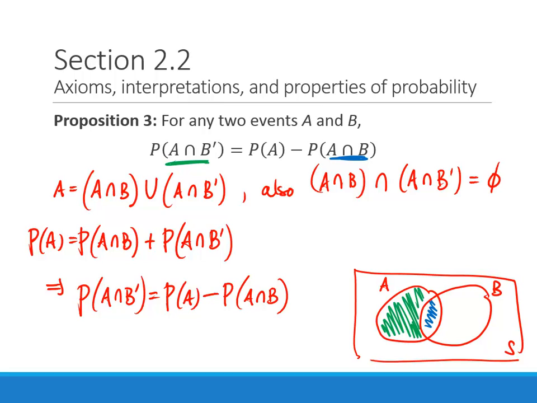Is that okay with everybody? Are we all on board? Again, rewriting things in such a way that we have disjoint events allows us to use that addition trick. So when we have two events that are disjoint, if we want the probability of their union, we can just take the probability of each one and add them together.